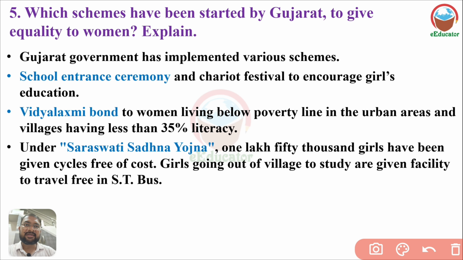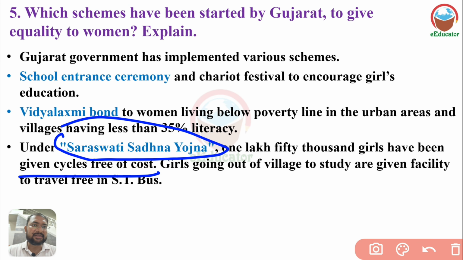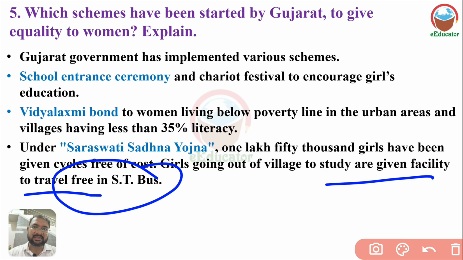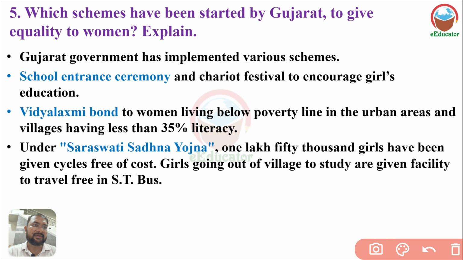Next, third number, Saraswati Sadhana Yojana. Under the Saraswati Sadhana Yojana, cycles have been provided to the girls for transportation. 1,50,000 girls have been given a cycle free of cost, in village areas and even in city areas, under the scheme of Saraswati Sadhana Yojana. Girls going out of the village to study are given the facility of a free ST bus pass, to travel free, for those girls who are going for education out of a town or out of a village.